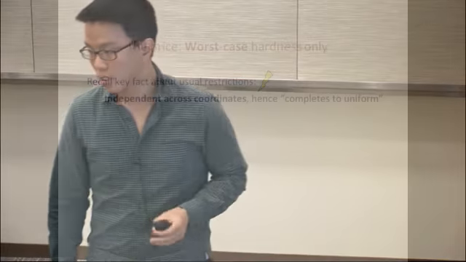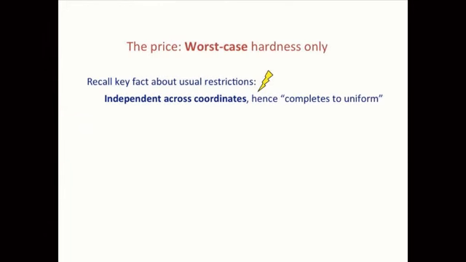But he paid a price. The price comes in the fact that he only gets a worst case depth hierarchy theorem. So recall the key fact about the usual random restrictions. It was independent across coordinates, and in particular, it completes to the uniform distribution. It's because you're implicitly hiding a uniform random string in the random restriction.